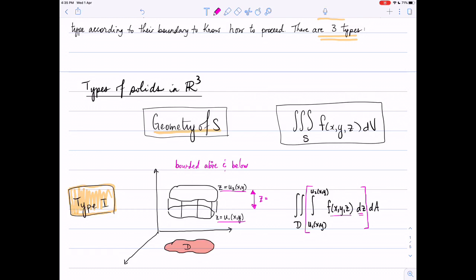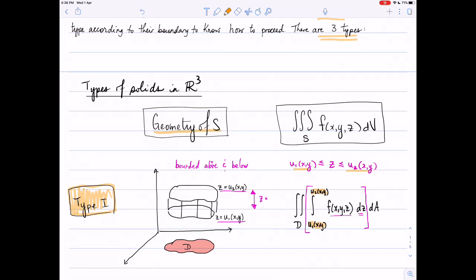And what happens to z? Z goes from, if I'm going to write this as an inequality, u1 of x and y is less than or equal to z is less than or equal to u2 of x and y. And therefore, our first integral goes from u1 to u2, following exactly the same order of that inequality.